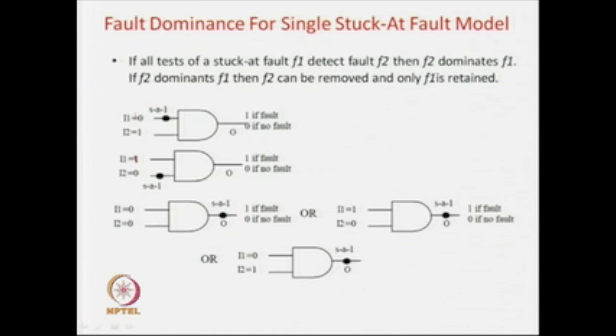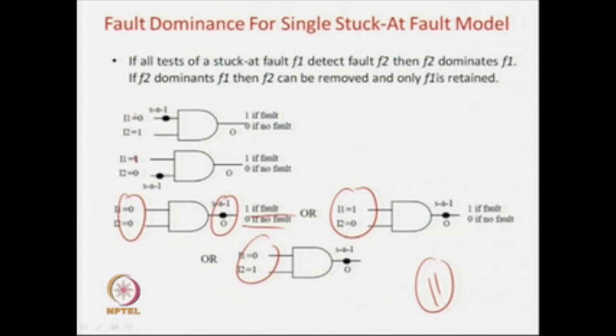But now let us look at the stuck at one fault at the output. So now what can you apply? You can apply 0 0. If you are applying 0 0, you get 1 if there is a fault, because you will be stuck at one, and 0 if there is no fault. Similarly, you can apply 1 0, the answer is 1 if there is a fault, and the answer is 0 if there is no fault. Similarly, you can also apply 0 1; except 1 1, you can apply any other pattern.